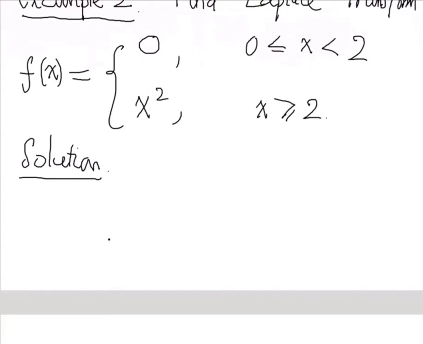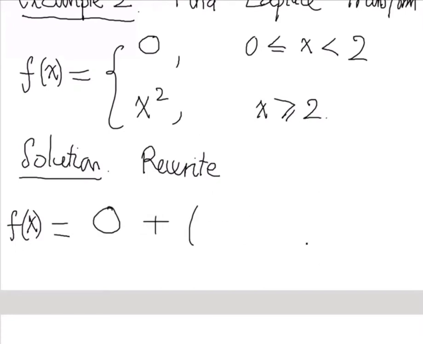We have two different formulas, 0 first and then x squared. So as before, we will rewrite the function using a single formula. We begin with 0 plus. Here, there's only one change in the formula, which happens at 2 and beyond. So we need to use u sub 2 of x.